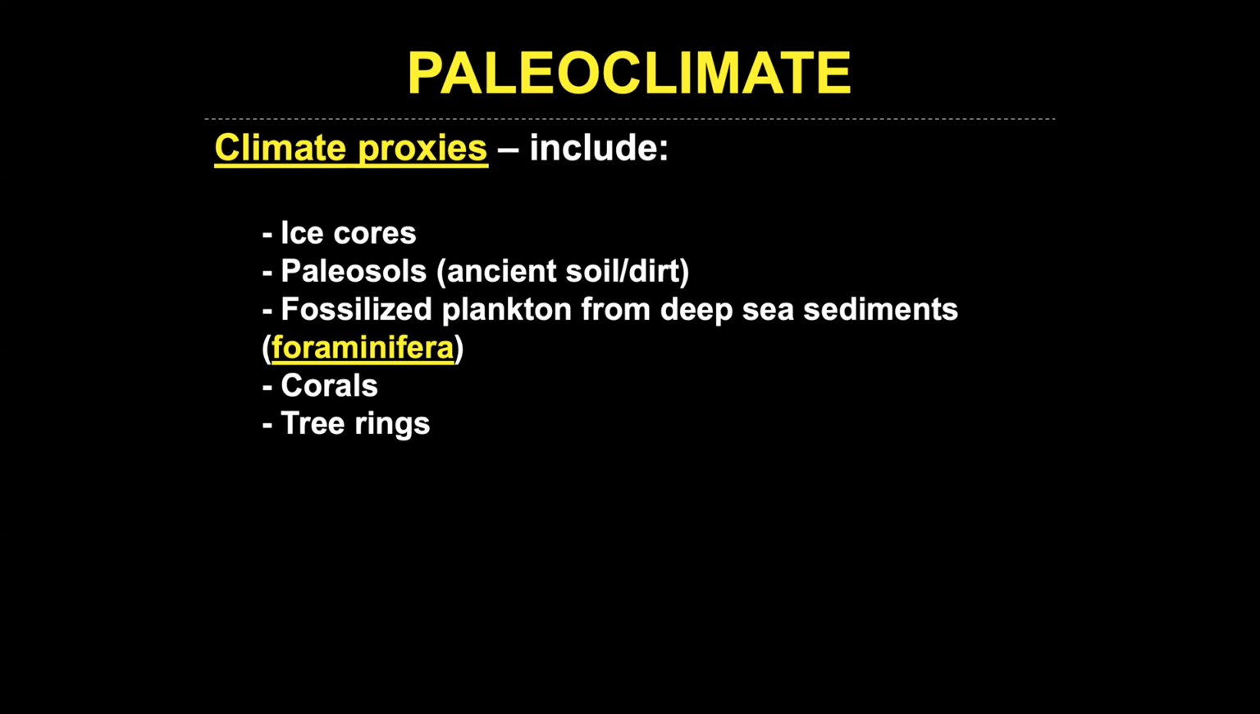Soil, tree rings. The tree ring can only tell you so much. Coral, and fossilized plankton called foraminifera. And this is pretty important. Foraminifera and ice cores yield the deepest or longest possible temperature approximations that you can possibly get anywhere.